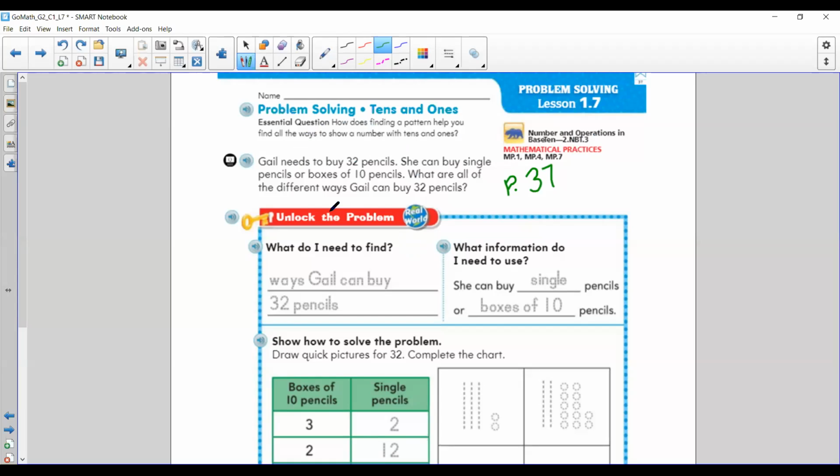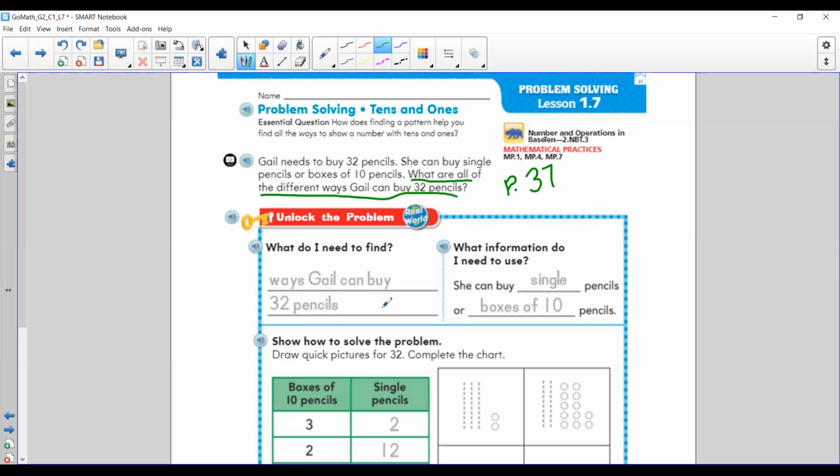Okay, so to unlock the problem, what we need to do is ask the question, what do I need to find? Well, we could also underline that, and that is, what are all of the different ways Gail can buy 32 pencils? And we can trace over this, ways Gail can buy 32 pencils. So you could trace over that in your book.